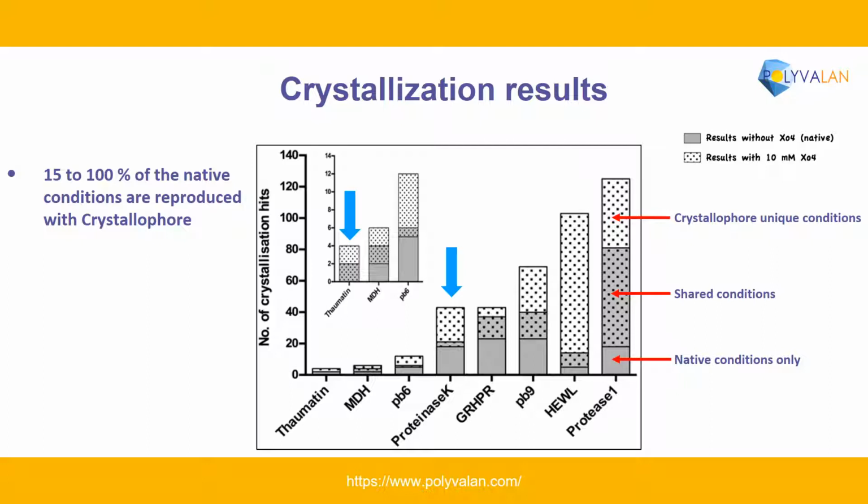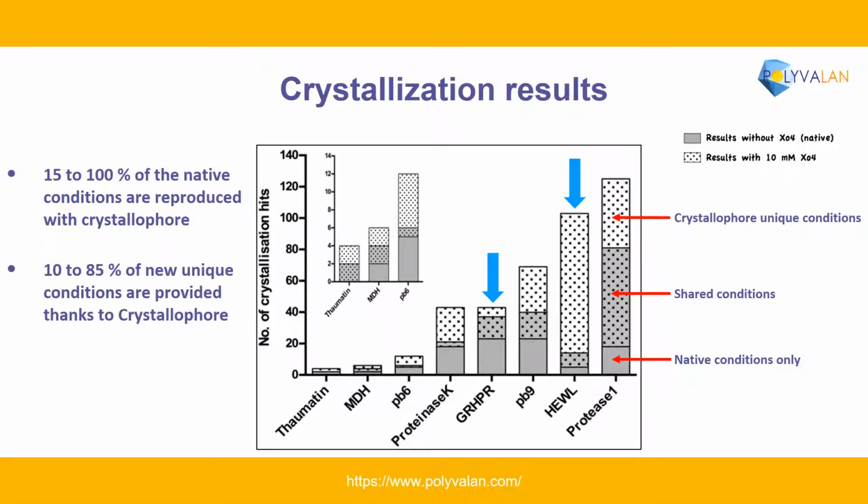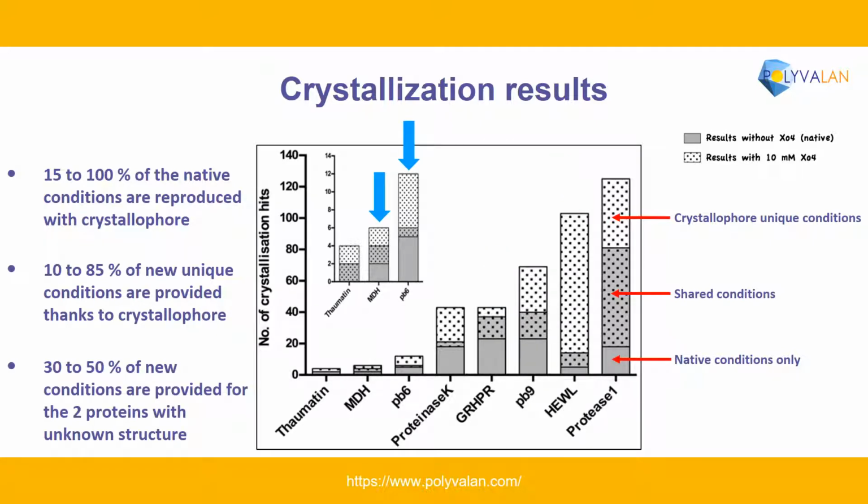First, 15 to 100% of the native hits are reproduced with Crystallophore. Second, as already mentioned, Crystallophore provides 10 to 85% of new unique crystallization conditions. And you can see that this is also true for the 2 proteins with unknown structure, for which the presence of Crystallophore led to 30 to 50% of new crystallization conditions.